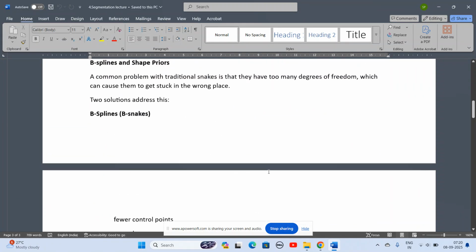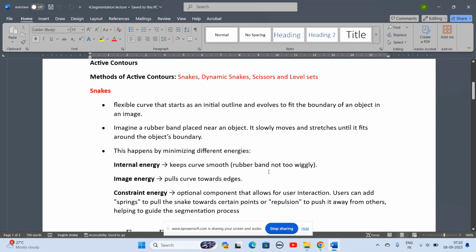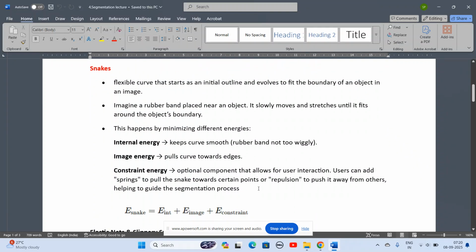So here we have seen active contour techniques, which are one of the methods of segmentation. We have seen snakes, dynamic snakes, scissors, and level sets. Thank you.